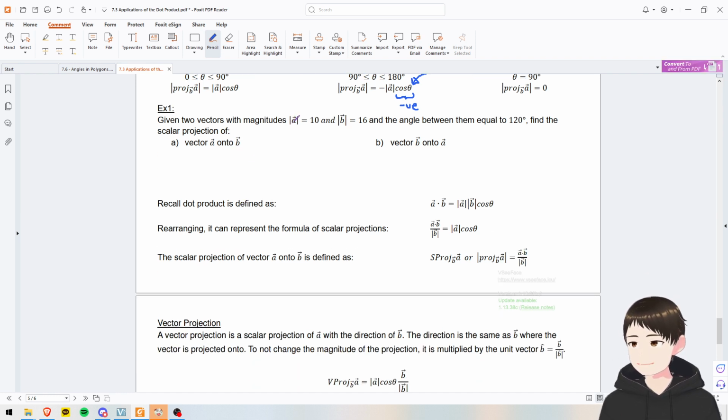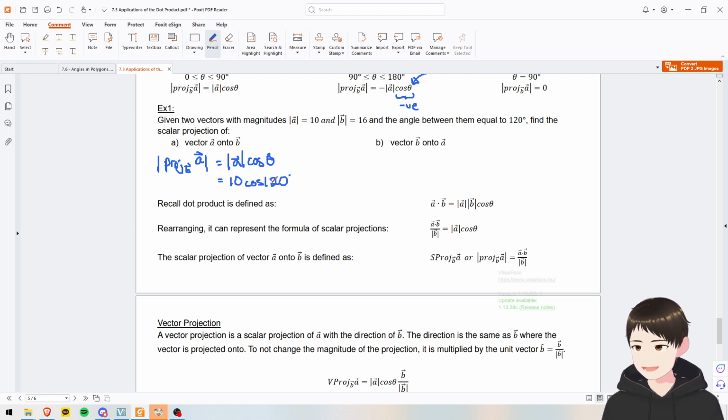Example 1. Given two vectors of magnitude A equals 10 and B equals 16, angle between is 120, find the scalar projection, so the magnitude projection, of A onto B. It is equal to the magnitude of A cosine theta, which is 10 cosine 120. Cosine of 120 happens to be negative 0.5. So the answer is negative 5. But you know that it's an absolute value. So either you turn that into a positive, or you just remember that the formula has a negative in front of it, so you have a positive 5.